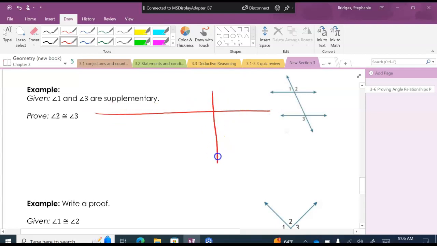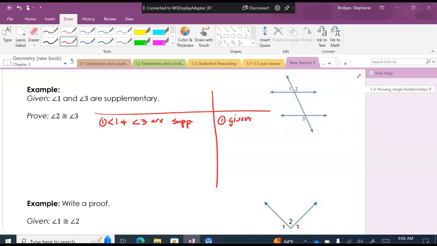And yes, I will give you enough room on your test to be able to write all this instead of cramming it. And I'm going to abbreviate too. Okay, so flip back over. If we are told something is supplementary, what should we be able to say about it? They add to equal 180.